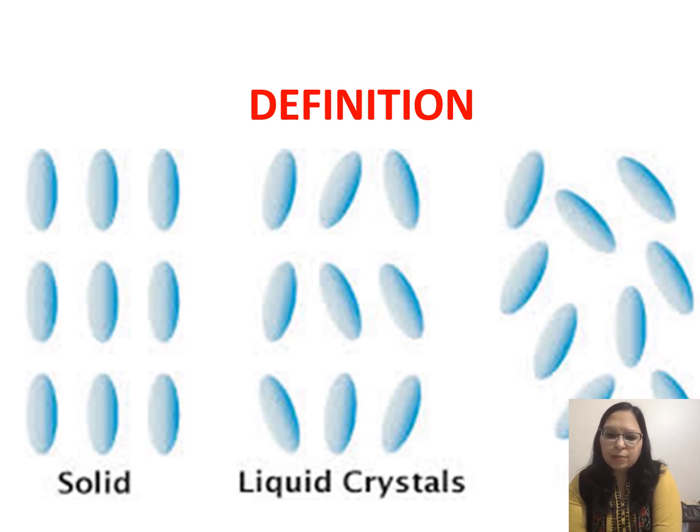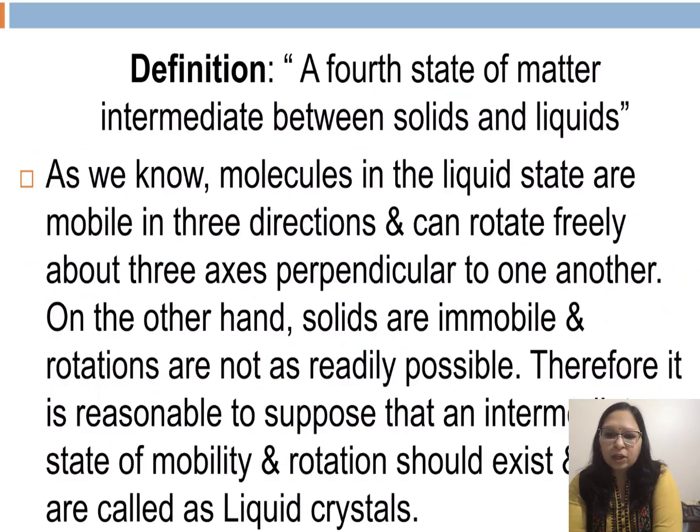From the figure, it is very clear that there is a definite arrangement in the solid state and there is a disturbance in the liquid state. But in liquid crystals, there is some order of arrangement, some alignment. So it is an intermediate between the solid and the liquid. We can define it as a fourth state of matter, intermediate between liquids and solids.